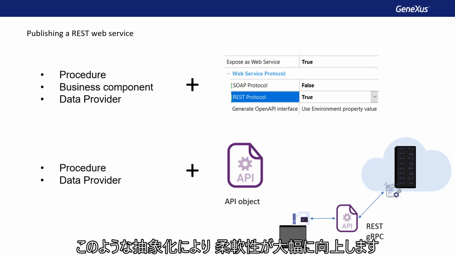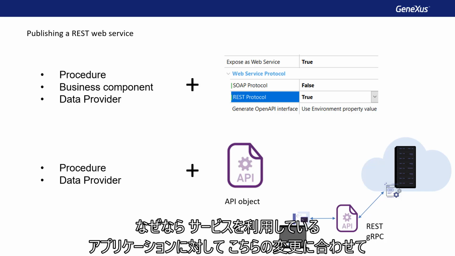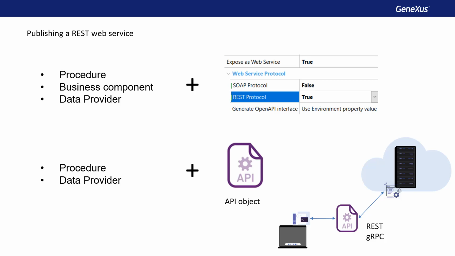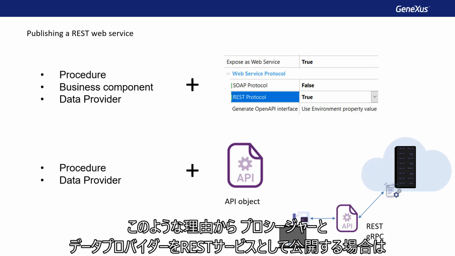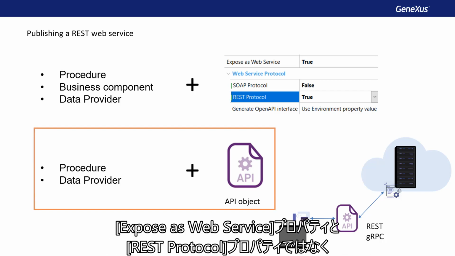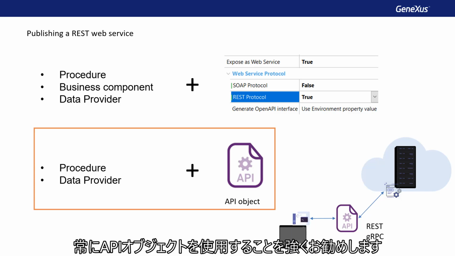This abstraction provides significant flexibility because we can evolve our services without forcing the applications that use them to change their code to adapt to the changes. For that reason, to expose procedures and data providers as REST services, it's strongly recommended to always use the API object instead of the expose as web service and REST protocol properties.